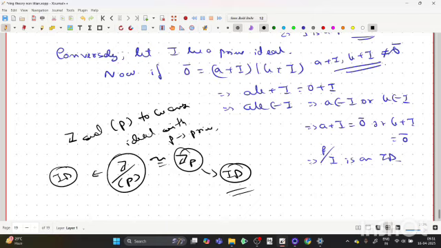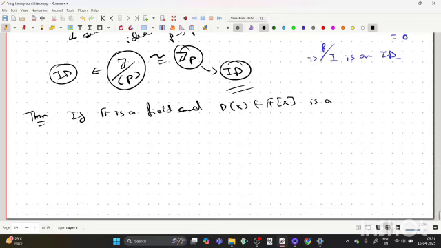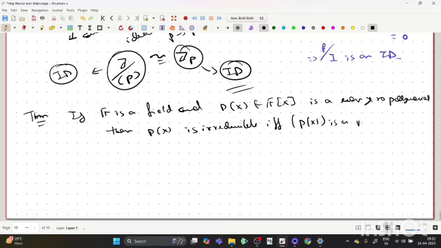Got my point? Okay. Now let us observe the following. And this will again give us a large bunch of examples. Theorem. If F is a field and P(x) in F[x] is a non-zero polynomial, then P(x) is irreducible if and only if the ideal generated by P(x) is a prime ideal. Clear?